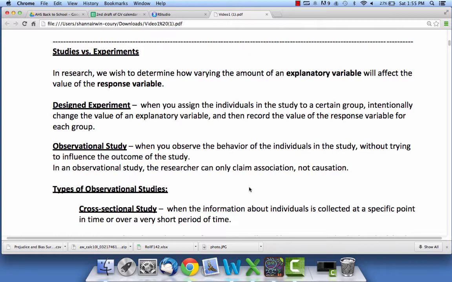A designed experiment is when you assign the people in the study to a certain group. So you give people different amounts of medication, or maybe you just give the medication to one group and not the other. And then you see the difference then in the response variable.